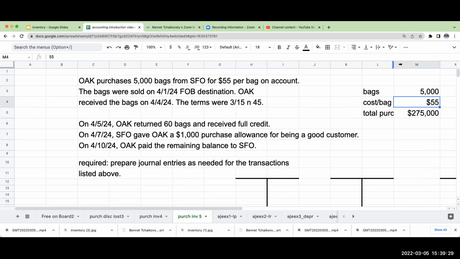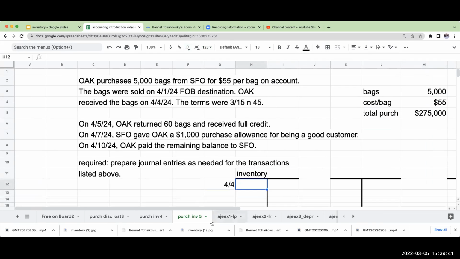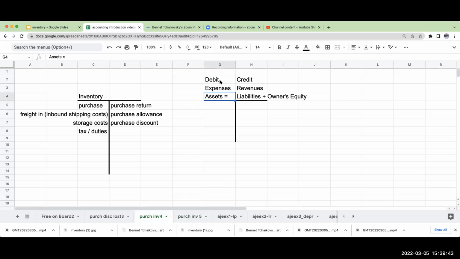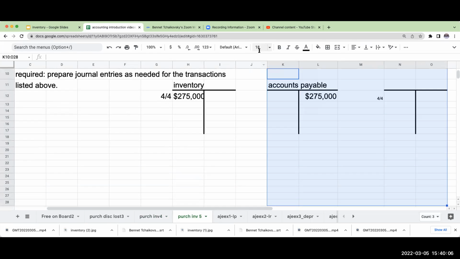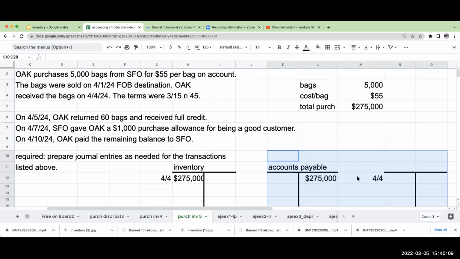So when I record this, I'm buying on account, meaning I'm going to pay later. On April 4th, I'm receiving inventory. So on 4/4, inventory is an asset, and I show that asset increase with a debit. So I'm going to debit inventory for $275,000. For every debit, I need a credit. What am I crediting? I'm buying the inventory on account, so this is going to be to accounts payable for $275,000.